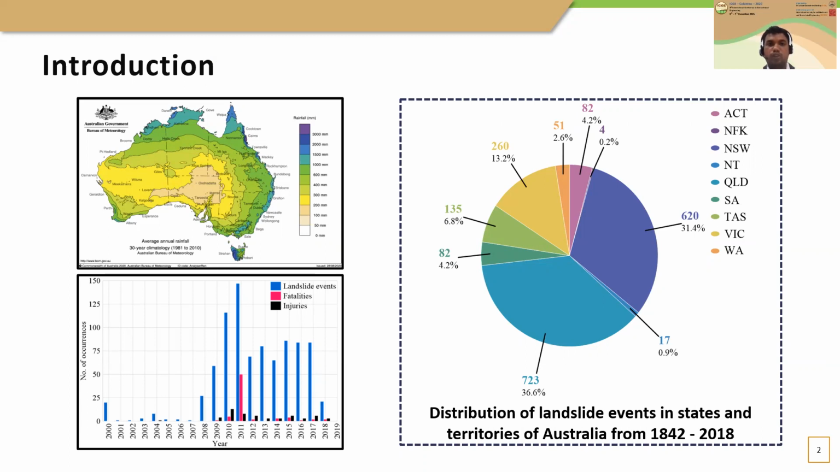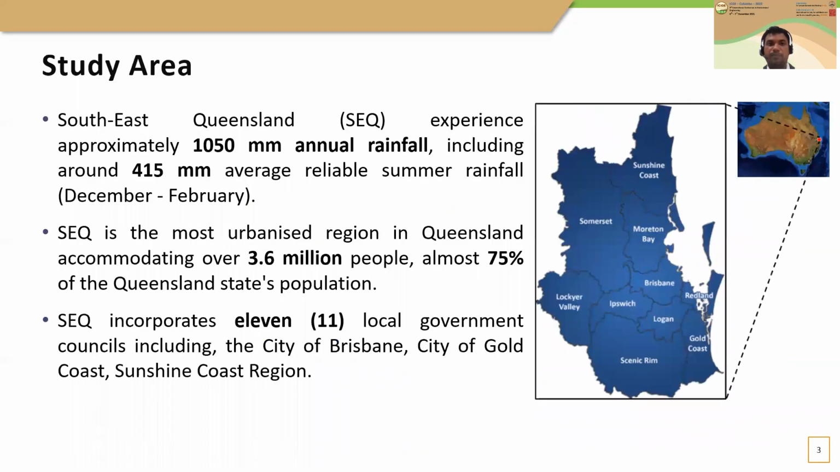The initial study incorporated 1,974 landslide events. As shown in the figure, most landslide events were recorded in Queensland, signifying the importance of examining the potential of landslide initiation in the region specifically. The current study area for the analysis includes the southeast region of Queensland state, which is commonly referred to as SEQ.